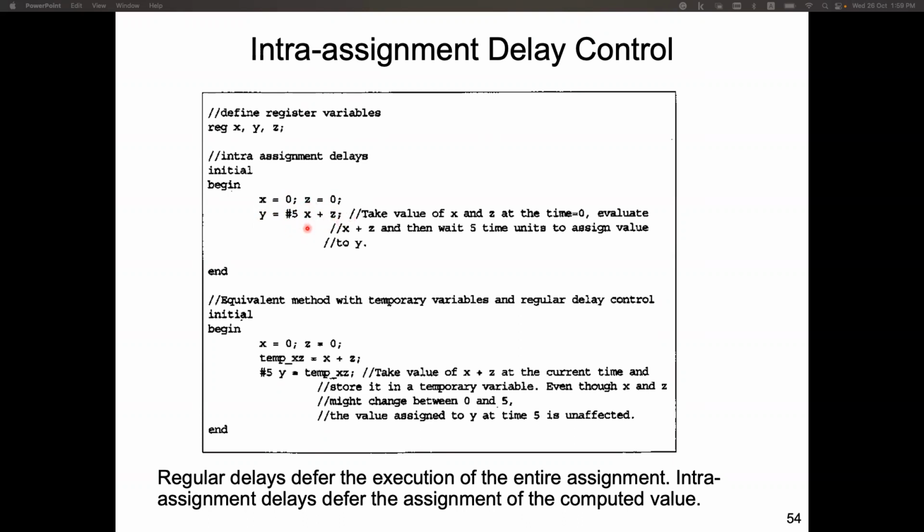So here, X and Y's values are not the values at time 5, but their values at time equal to 0. We take X and Z's value at time equal to 0, and delay for 5 units of time, then assign to Y. So this example shows the contrast between intra-statement, intra-assignment delay control, and regular delays.